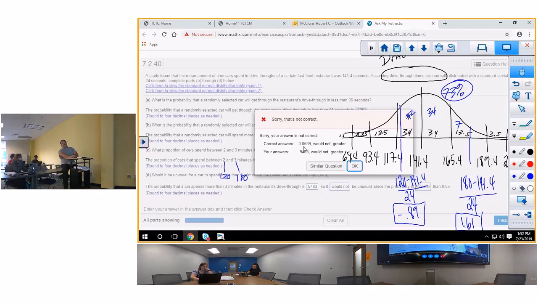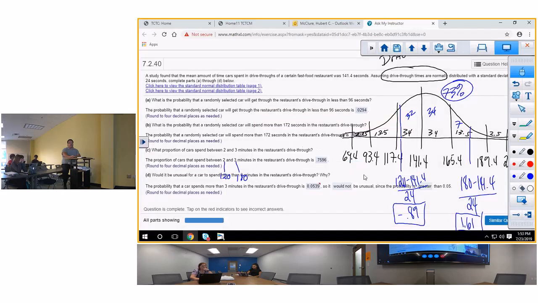Is 5.39 percent greater or less than 5 percent? It's greater. So it would not be unusual. So we only got this wrong because we didn't read the question. You got to read the question. I just showed you that right there.